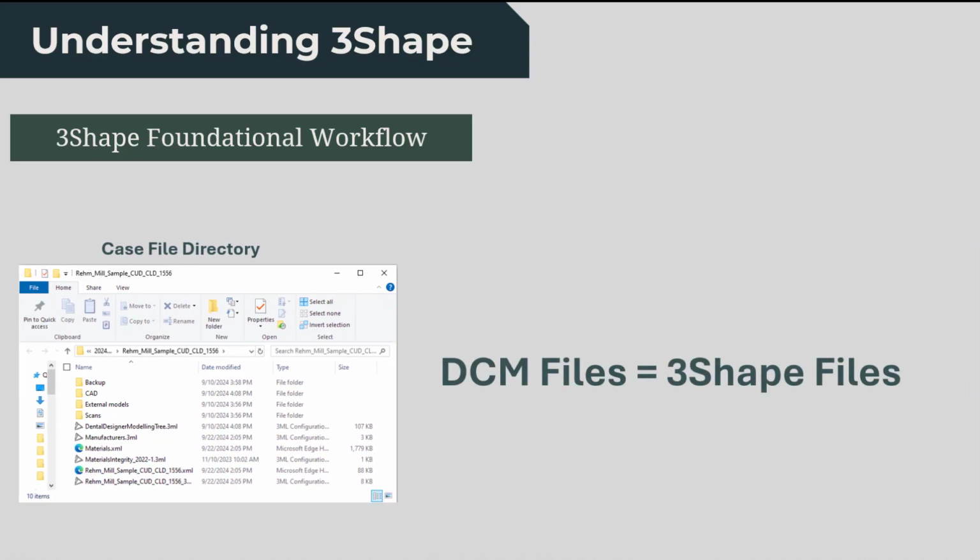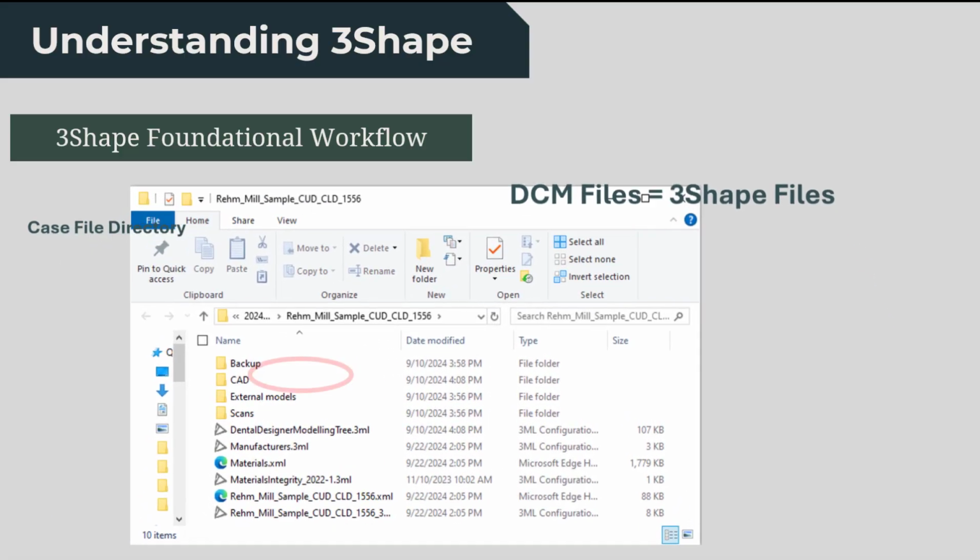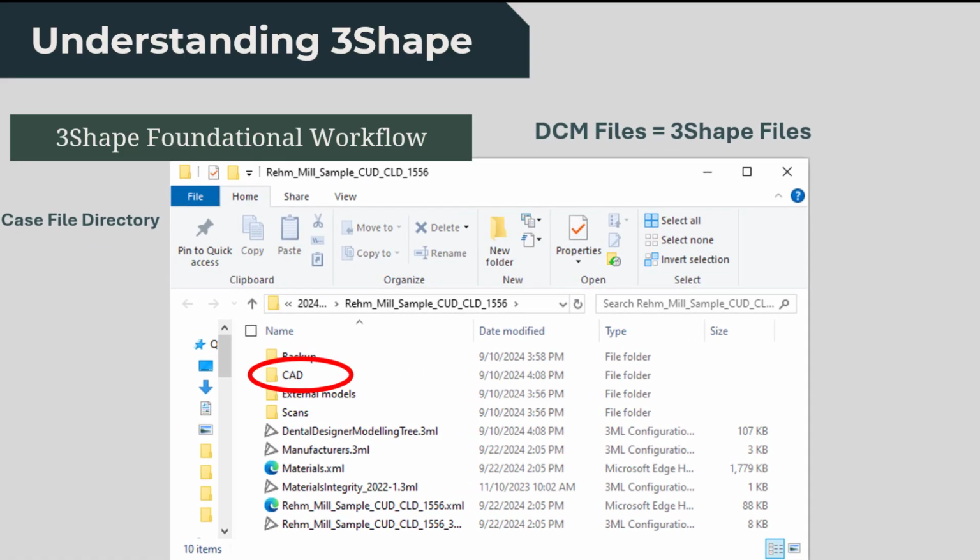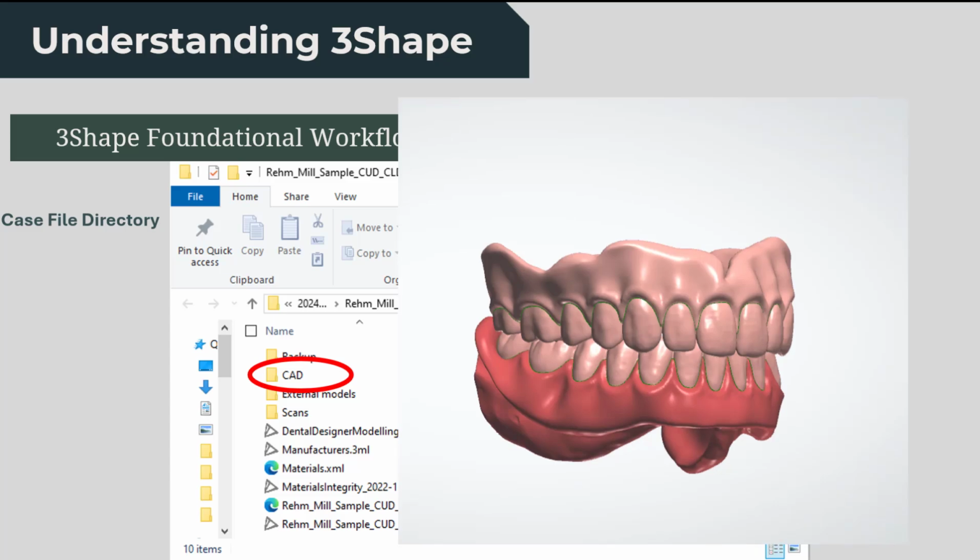Now in the case file directory, this is where you're going to find DCM files. So there's a folder here that says CAD, and in there you are going to find the design of your case, but these are DCM files. These are 3Shape specific files. You can't print that and you can't mill that. And so that might be what it looked like. In that CAD folder, you're going to have a full upper design and a full lower design, and they are going to be articulated together in the right X, Y, Z space that they were when you designed them.